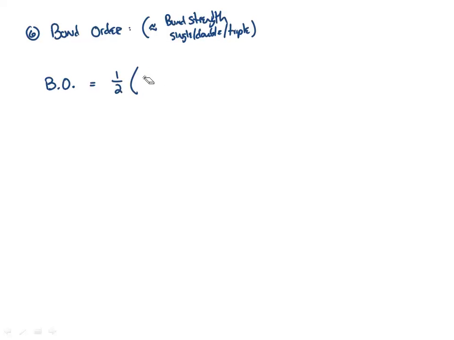in bonding orbitals minus the number of electrons in non-bonding orbitals. Meaning, take all the electrons that are in bonding orbitals, which would indicate that the two atoms are bonded, subtract off all the electrons that are in non-bonding orbitals that aren't contributing to that bond, and the result is the type of bond you would expect and also the bond strength you would expect between two atoms. So let's take a look at some examples then.